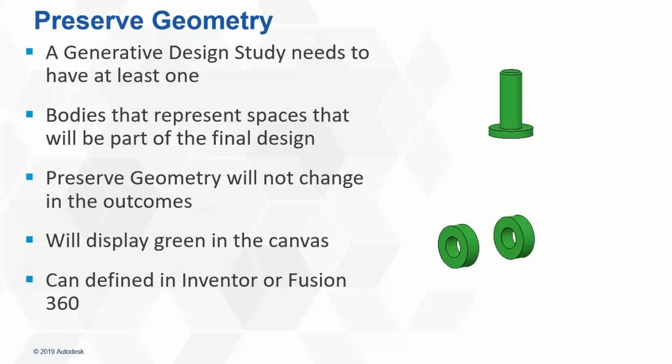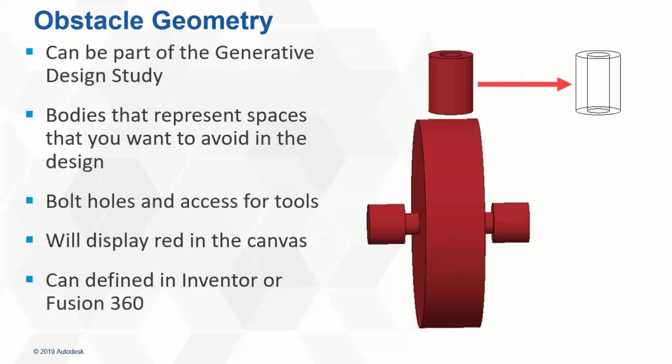For preserved geometry, here's a little screenshot of what that's going to look like. The top object there is that pin. Those two cylinders with holes are where the axle goes through. In Fusion, once I've defined those as preserved, they're going to show as green. I can define these in Inventor or Fusion. I'm going to stay in Inventor because that's the tool that you're all familiar with, but I could just push this over to Fusion and do it there.